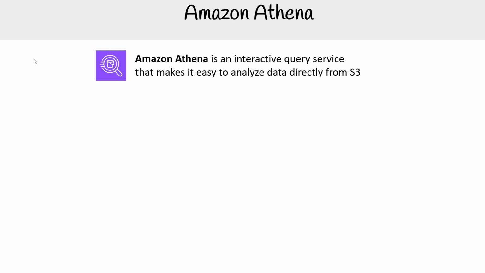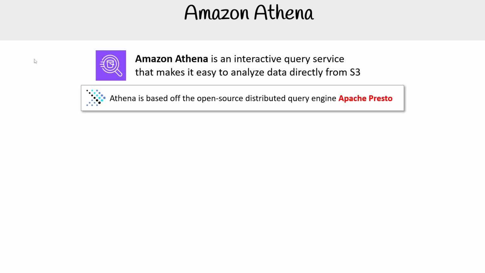Hey, this is Andrew Brown, and we are taking a look at Amazon Athena, which is an interactive query service that makes it easy to analyze data directly from S3. I love this service. It is super useful. It's as if your bucket is your data set for your database, and you can query against it.